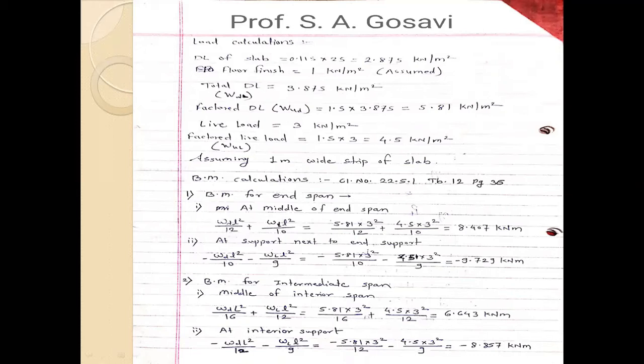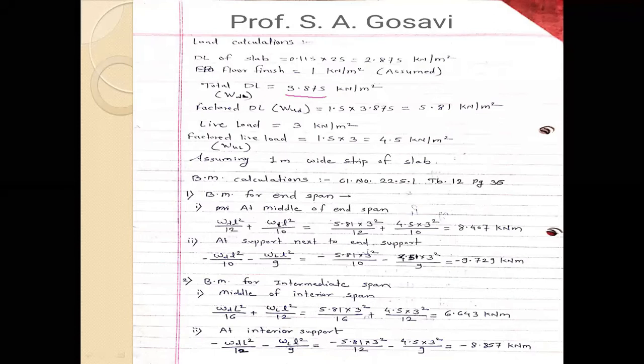Now after that, we need to calculate the floor finish. Floor finish is 1 kilonewton per meter square. It is assumed, because anything regarding the floor is not given in the numerical. So we have assumed this value. After that, the total dead load is calculated. The total dead load means the addition of these two, this plus 1 kilonewton per meter square. So it is now 3.875 kilonewton per meter square.